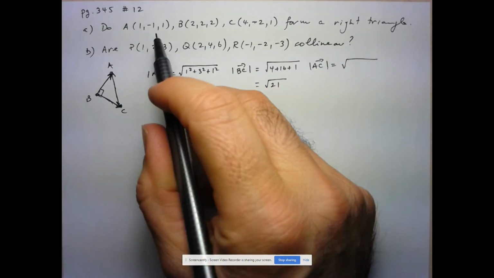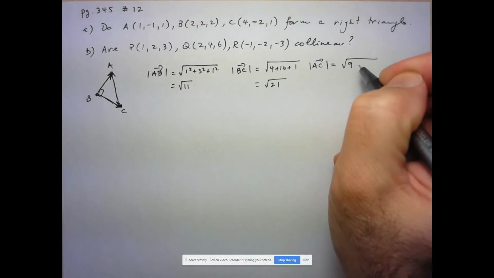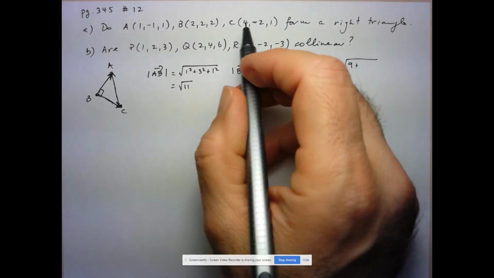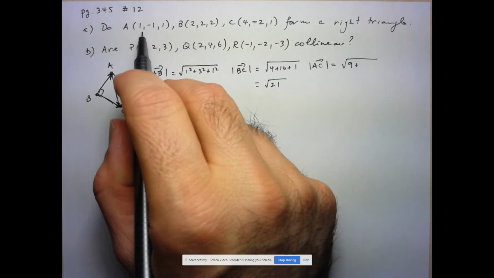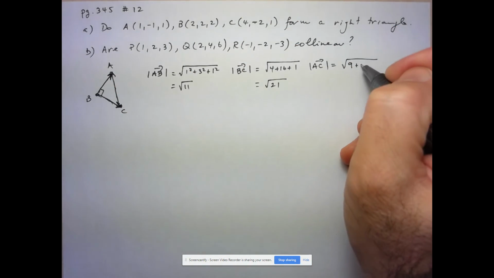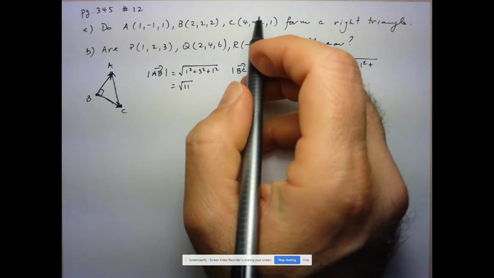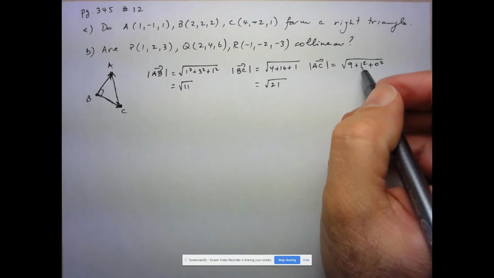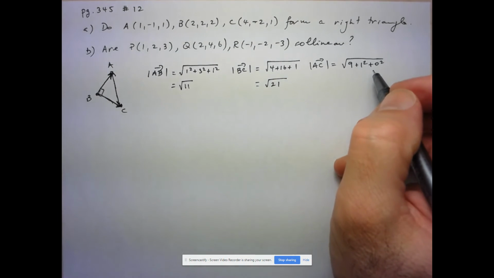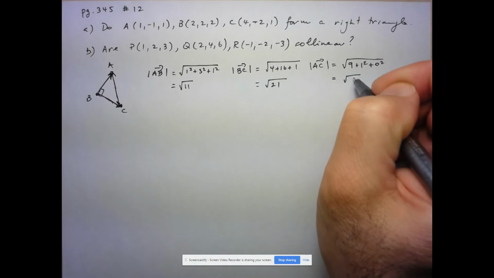What do we have? 4 minus 1 is 3, so 3 squared is 9. Negative 2 plus 1 is just negative 1, so 1 squared. And 1 minus 1 is 0, 0 squared. So in the end, we have 9 plus 1 equals 10, so square root of 10.